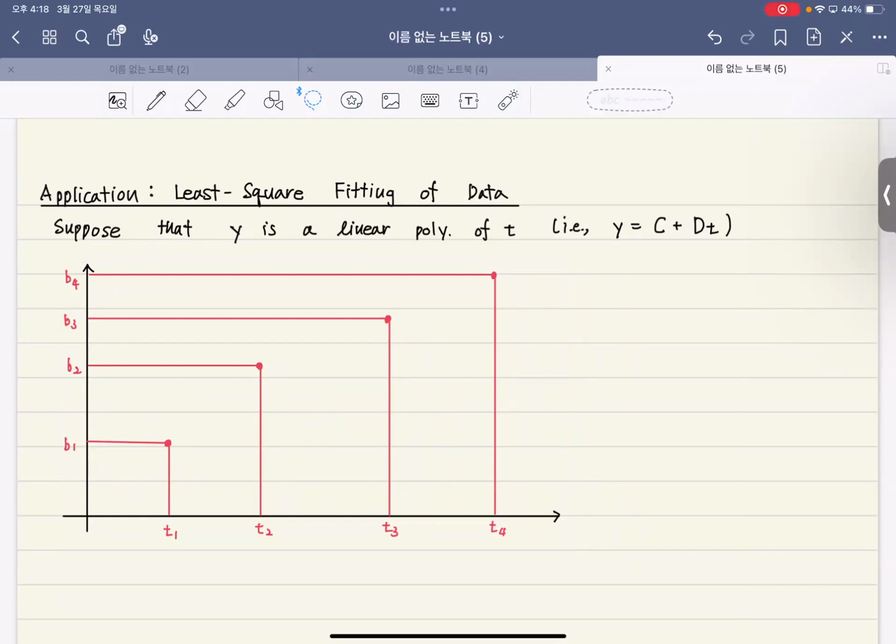In this case, you conducted 4 experiments: t1, t2, t3, and t4. For each of these experiments, the measured value was b1, b2, b3, and b4. So basically you got 4 points in the ty plane. And now what you're supposed to do is find a line that best describes your 4 experiments. Can you find such a line?